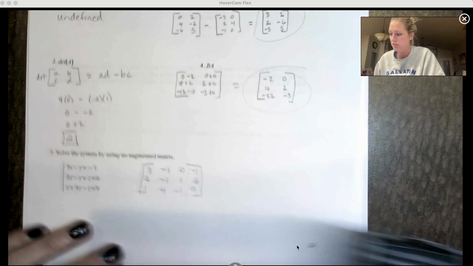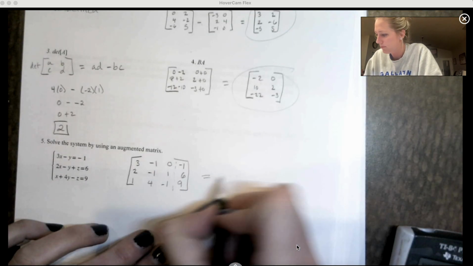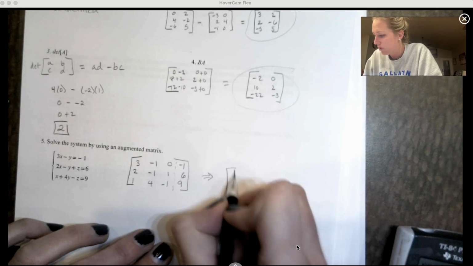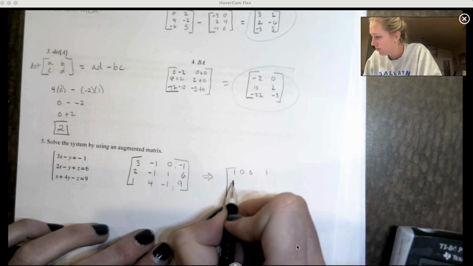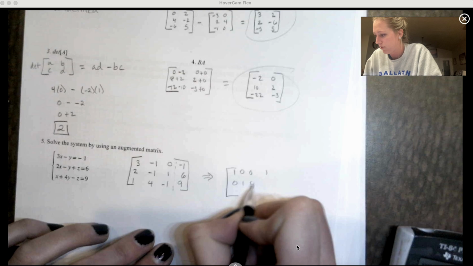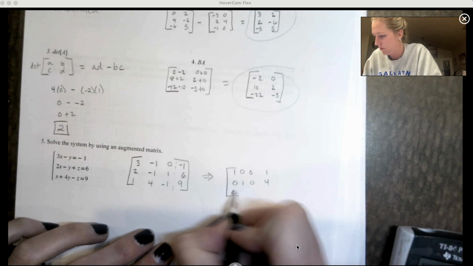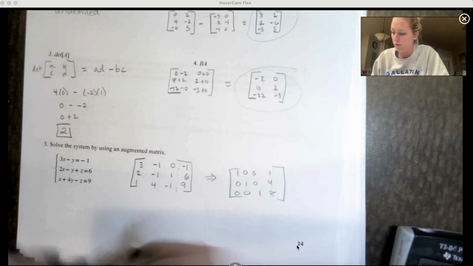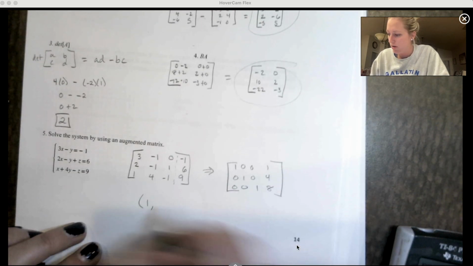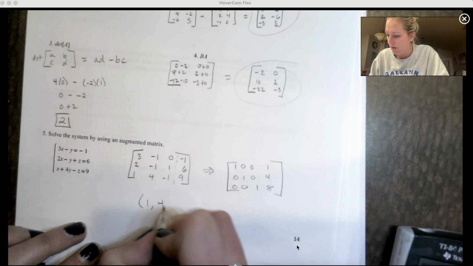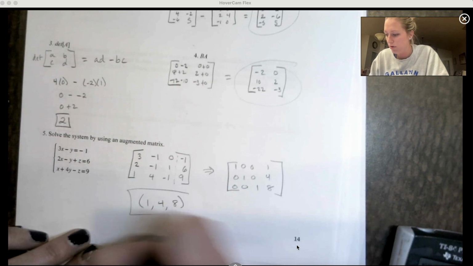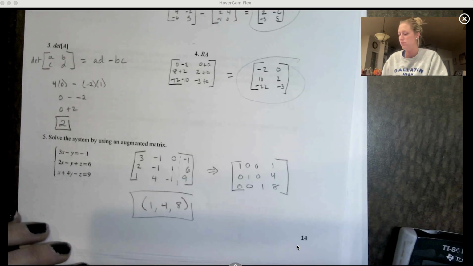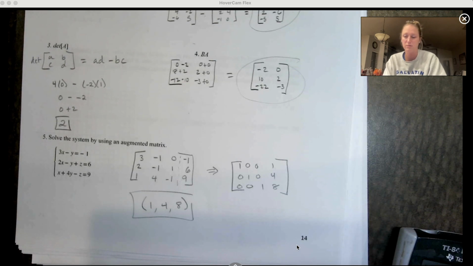So I'm going to write that down. So we've got 1, 0, 0, 1, 0, 1, 0, 4, 0, 0, 1, 8. So here is my solution. X is 1, Y is 4, Z is 8. So this is the ordered triple that is the solution to that system of equations.